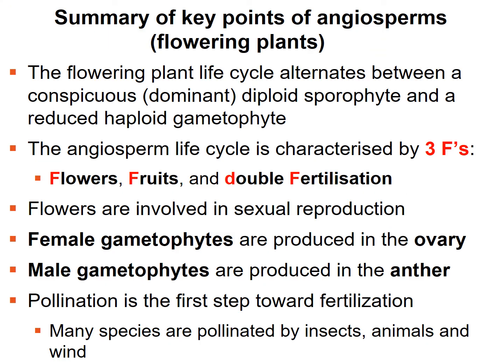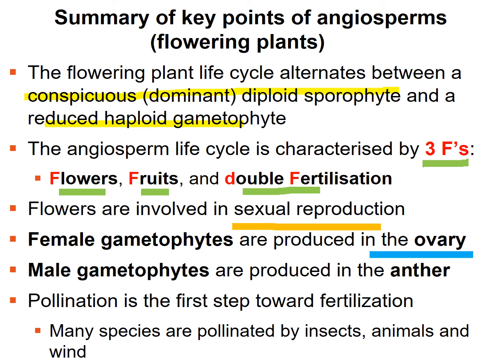Summary of key points of angiosperms or flowering plants. The flowering plant life cycle alternates between a conspicuous or dominant diploid sporophyte and a reduced haploid gametophyte, as in all seeded plants or as in all vascular plants. The angiosperm life cycle is characterized by three F's: flowers, fruits, and double fertilization. Flowers are involved in sexual reproduction. Female gametophytes are produced in the ovary. Male gametophytes are produced in the anther.